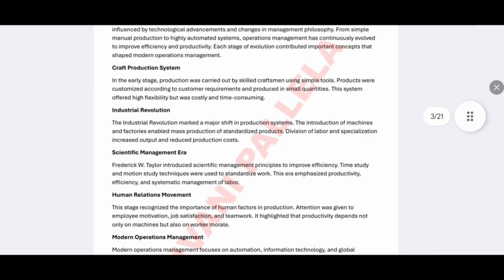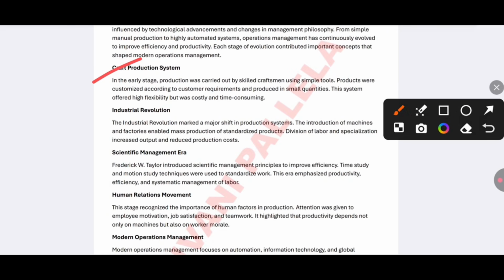First one, craft production system. In the early stage, production was carried out only by skilled craftsmen using simple tools. With the help of the simple tools they produced small quantities, so it was time consuming and the cost was also a little bit expensive.